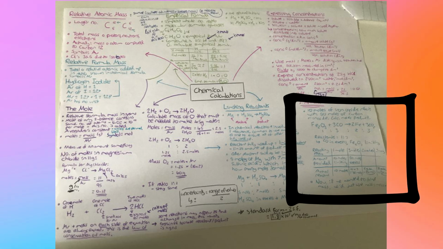So now we're going to look at our ratio again. To get to our products, our ratio is 1 to 3 to 2 to 3. Because our limiting reactant is 10 moles of iron oxide, we're going to put 10 in there. So we need to times that by 2 to see how much iron we'll make, so that would be 20, and times that by 3 to see how much carbon dioxide we'd make, which would be 30 moles. Now, if we just wanted to find the mass of these products, it's simple: we're just going to use mass equals moles times Mr.